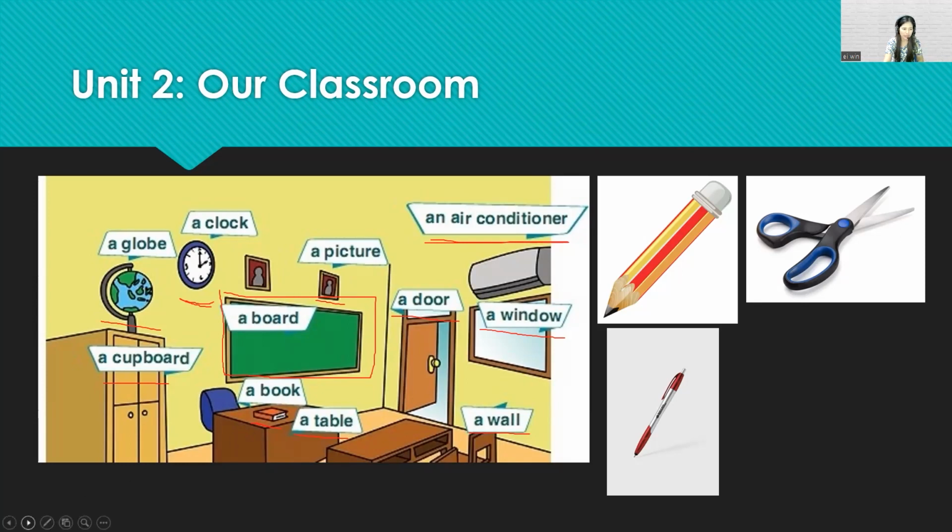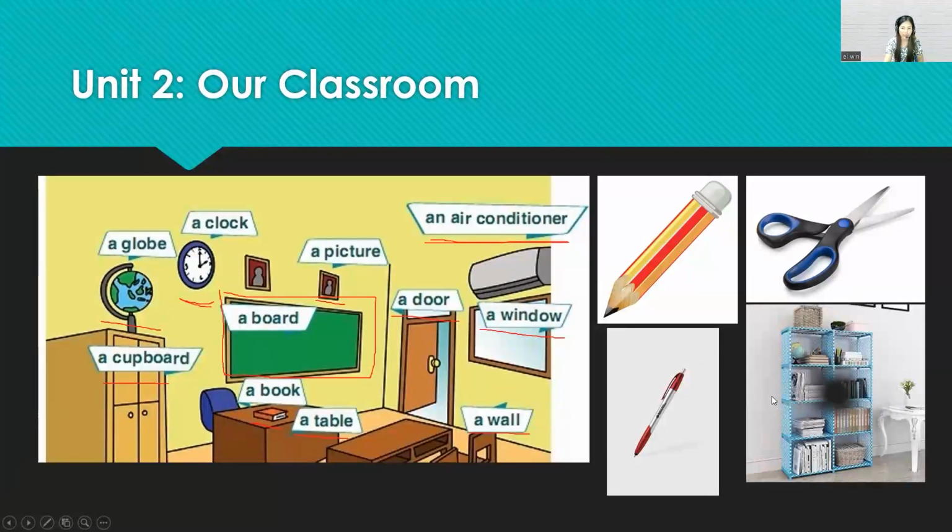Scissor. Okay, next one. Bookcase. So this is something that we put the books on, or we can say bookshelf, bookshelf, bookcase, both. Bookcase, bookshelf.